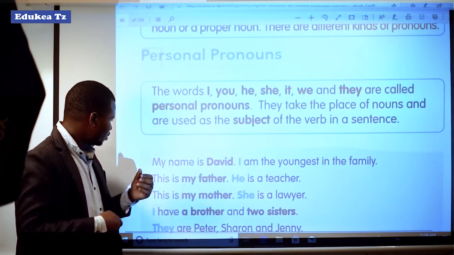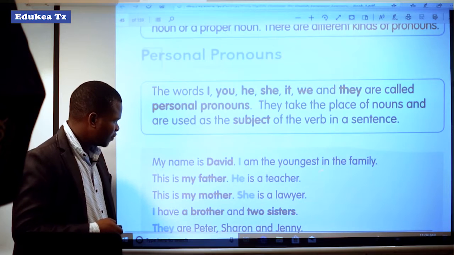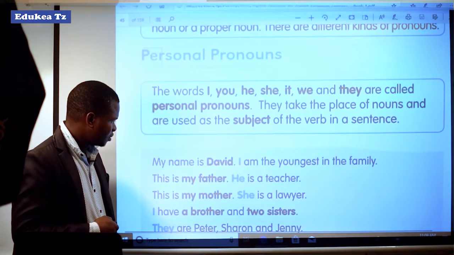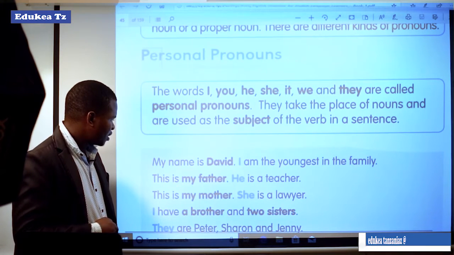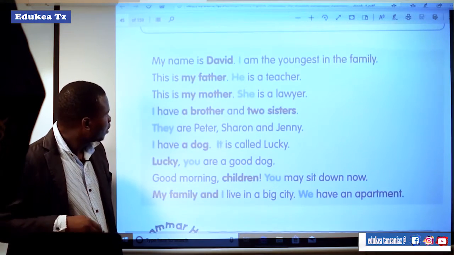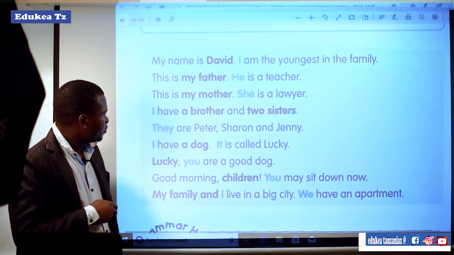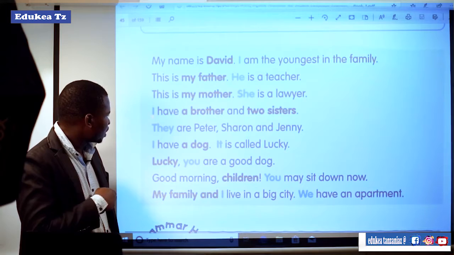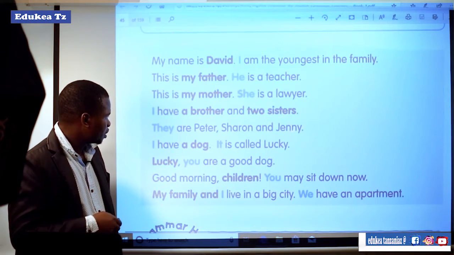For example, my name is David. I am the youngest in the family. So I, bolded, is the pronoun I. This is my father. He is a teacher. So he is a pronoun. This is my mother. She is a lawyer. I have a brother and two sisters. So this I. They are Peter, Sharon, and Jane.